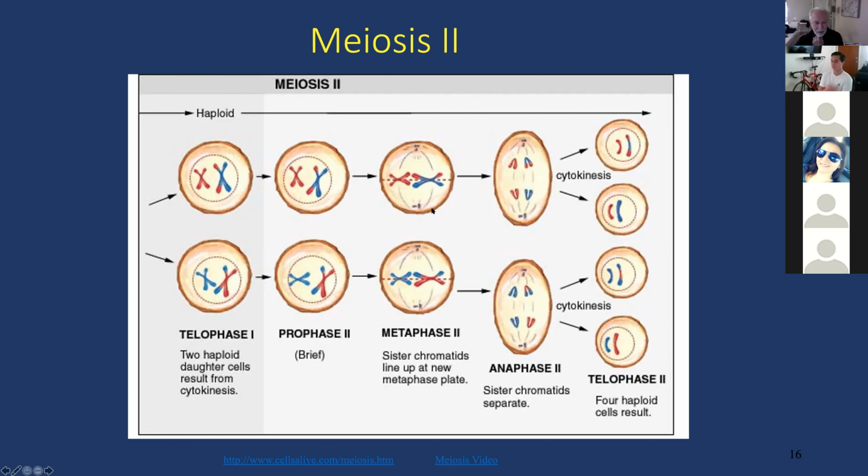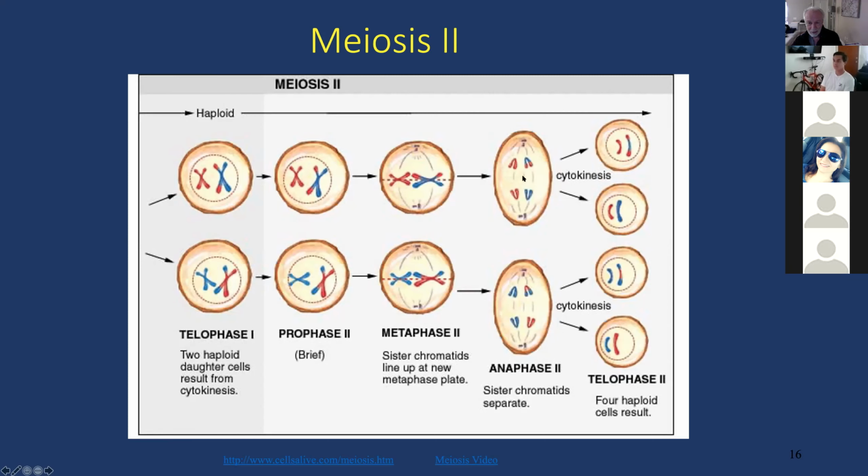Now, I mentioned earlier a term, non-disjunction. That's when the centromere does not split properly and chromosomes stay together, so that you end up with 3 copies in a diploid cell instead of 2. So that's non-disjunction. It would occur, for example, at this point.